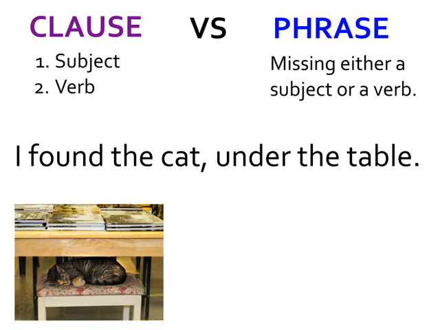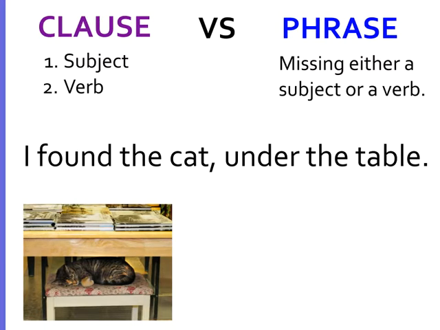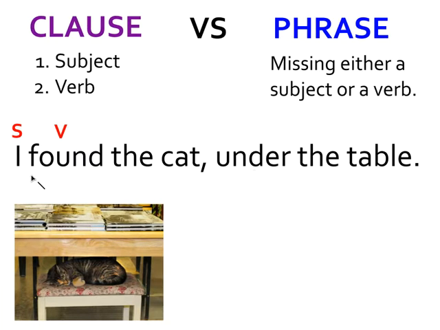A clause has a subject and a verb. Let's look at the example below. I found the cat under the table. Which part of the sentence has a subject and a verb? Hopefully you said the first part. I is my subject. What did I do? I found. Found is my verb. Therefore, this first part of the sentence is a clause. It has both a subject and a verb. And in fact, this is an independent clause, right? It can stand on its own.